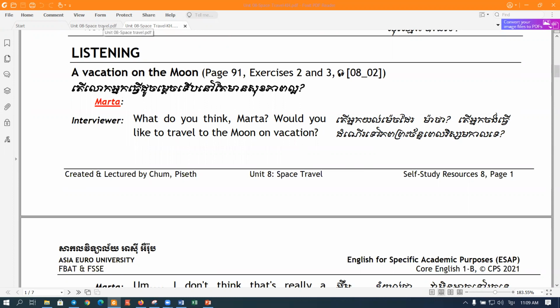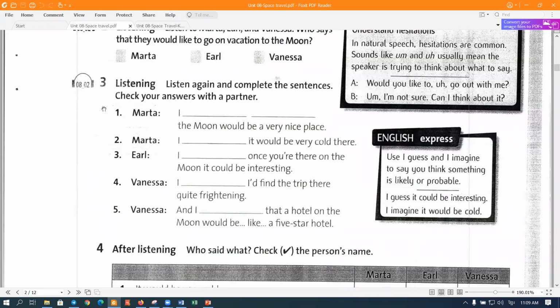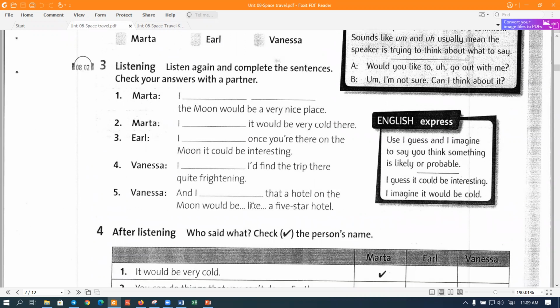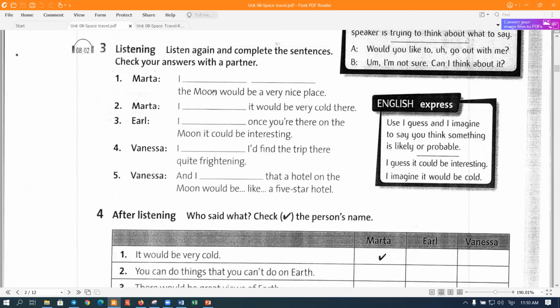Okay, so back to exercise, everyone. We have exercise 3. You have to complete the information, complete the sentence, and about what matter here, 2 words, and then Martha, 1 word, Earl, 1 word here, Vanessa, 1 word, and Vanessa again, 1 word. You complete only 6 words for this listening exercise. And now, complete and show the answer with me when you meet me in the conference.